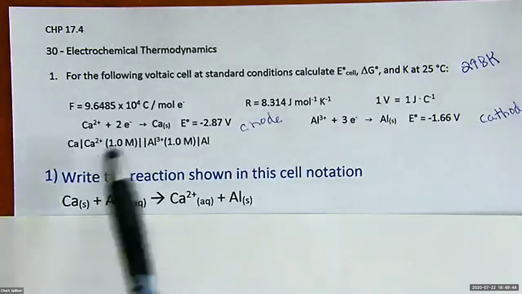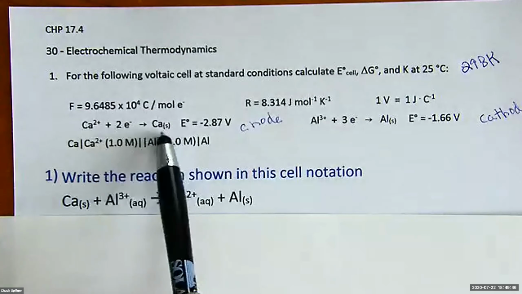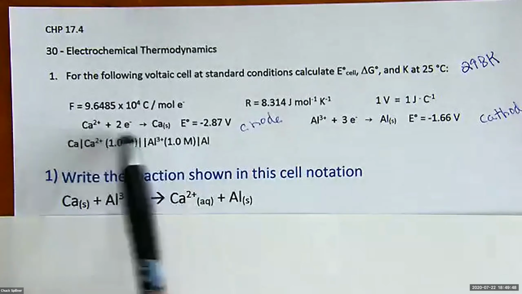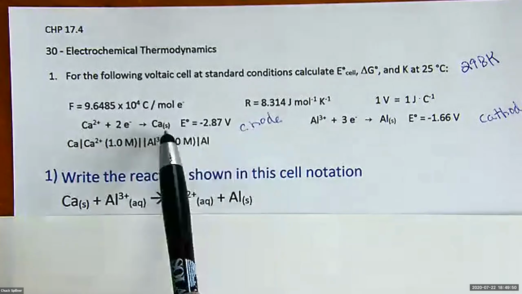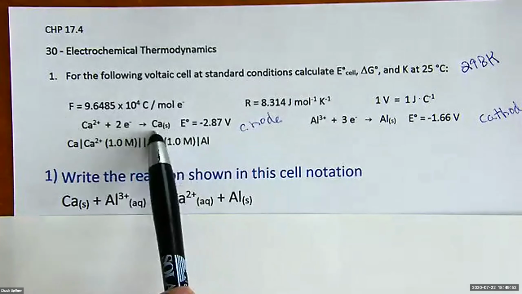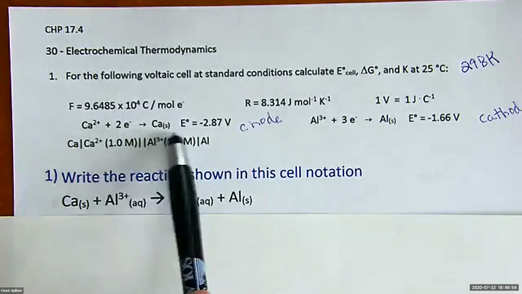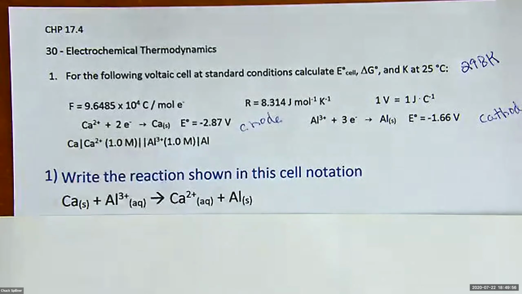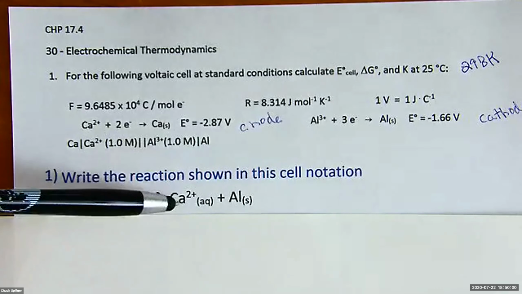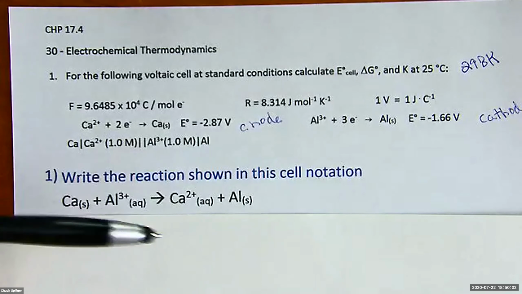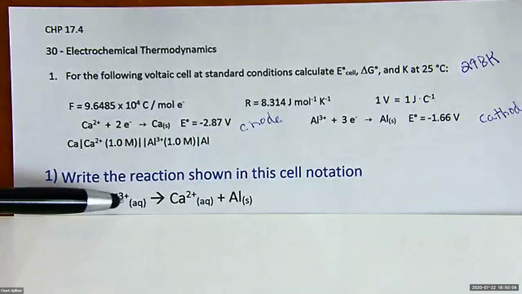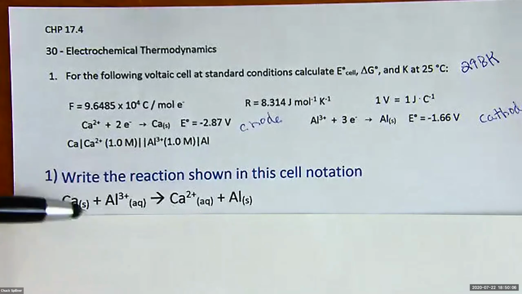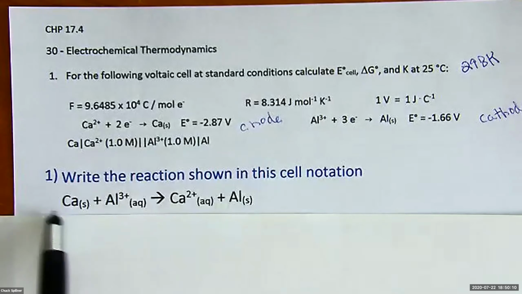So when you see your half reactions, the half reaction for this has to be flipped for calcium to be oxidized. So this is at the anode, but the reverse reaction is what's going to happen at the anode. This reaction isn't happening at the anode. So the reverse reaction is calcium going to calcium 2+. The reduction occurs at the cathode. That's aluminum 3+ going to aluminum. So your whole reaction, when you combine those two half reactions, looks like this.